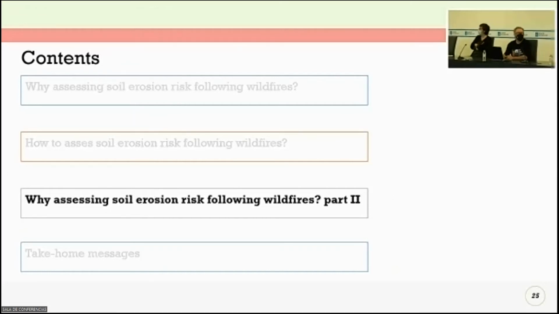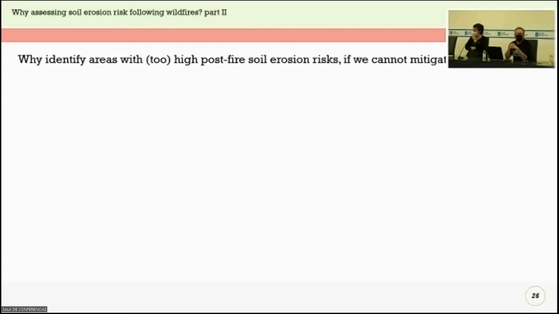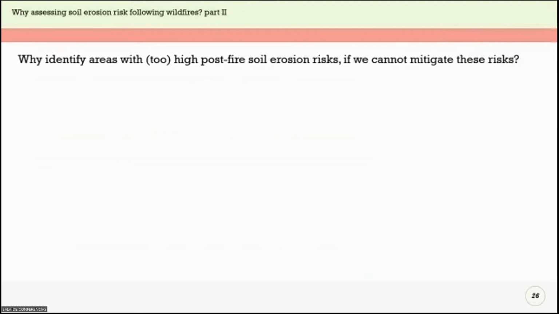So I'm going now back to the next question. I will cut it a little bit short. The thing is, why would you worry about identifying areas where you have a high soil erosion risk if you cannot do anything about it, if you cannot manage it, right? So this is the second question. We have now a map. What can we do with this map? The question is, can we actually mitigate the risk of soil erosion? Can we actually do that?